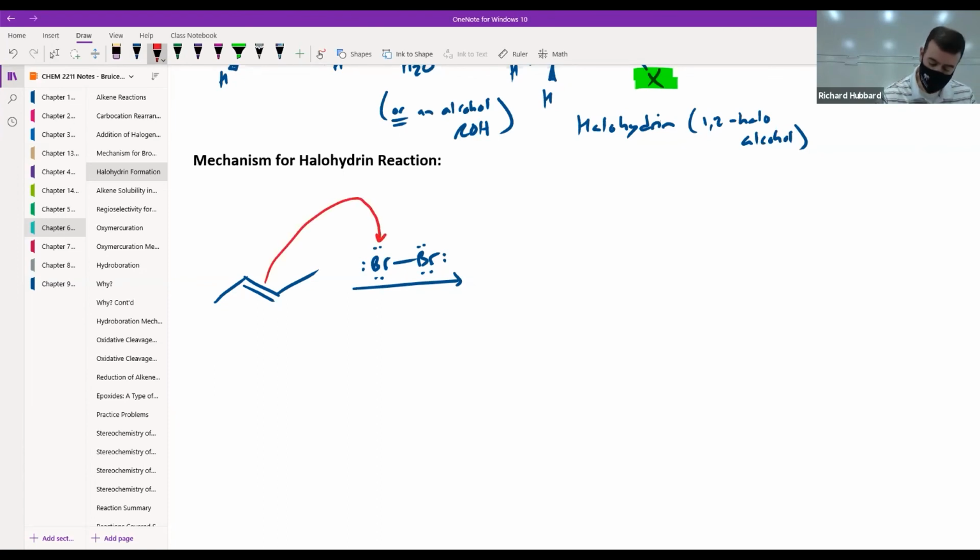Okay, we're attacking here. Now this is what we call a concerted reaction. All of these arrows happen in concert. They all happen at the same time. So we're not writing them out as one step, then another step, then another step. This all happens at one time. We're making these connections. So this is going to generate our bromonium ion on top of this structure.